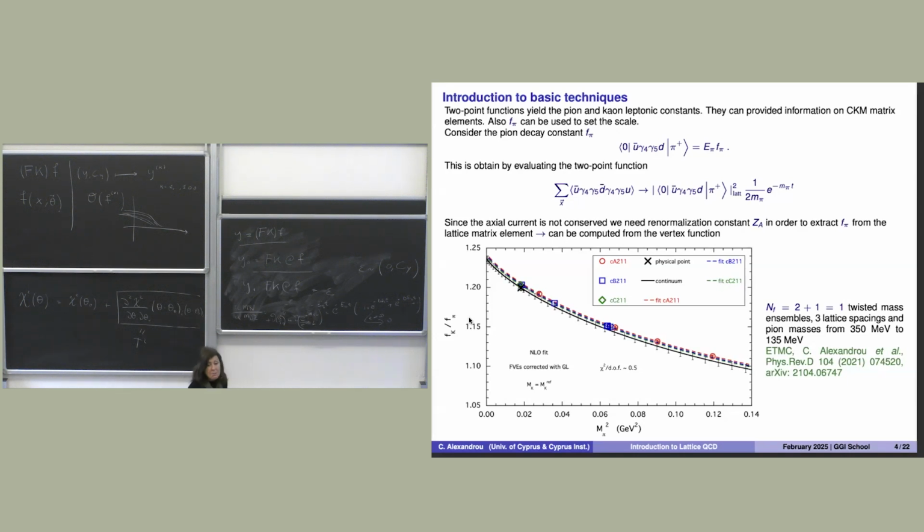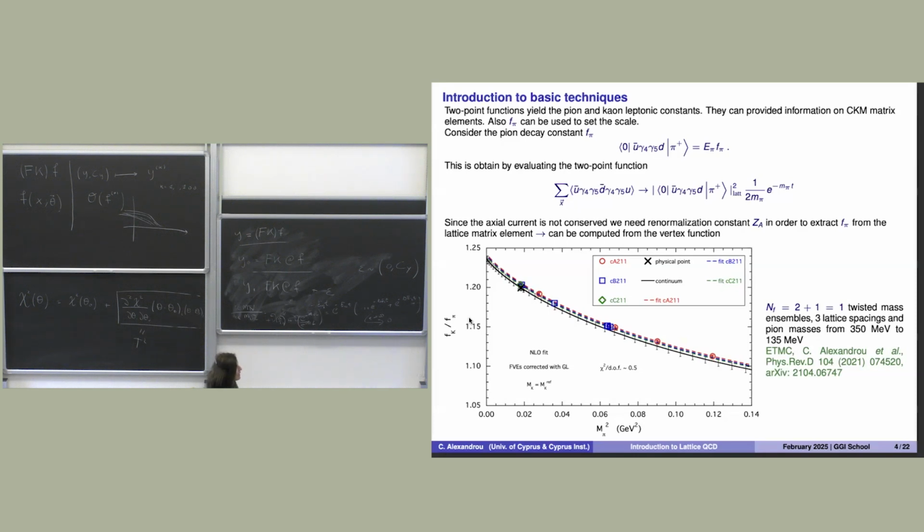This is 2 plus 1 plus 1. It means I have the light quarks, which are 2, plus the strange, plus the charm. It's 2 plus 1 plus 1, because the u and the d are degenerate. Okay? So it's 2, I have to correct that. It's not a, it's a plus.